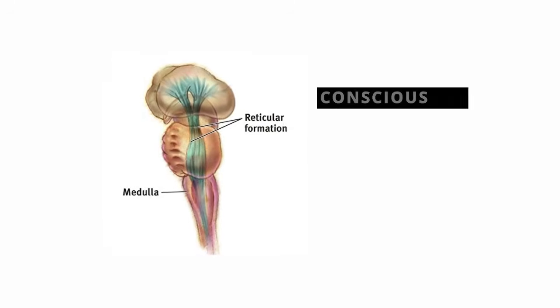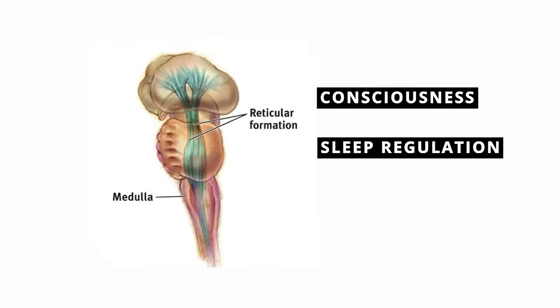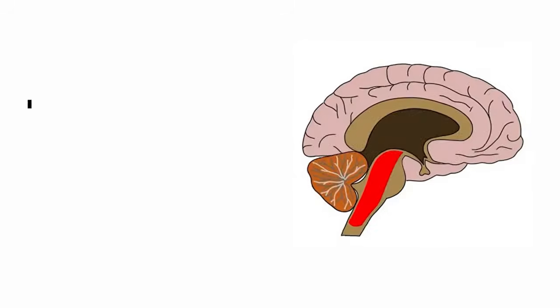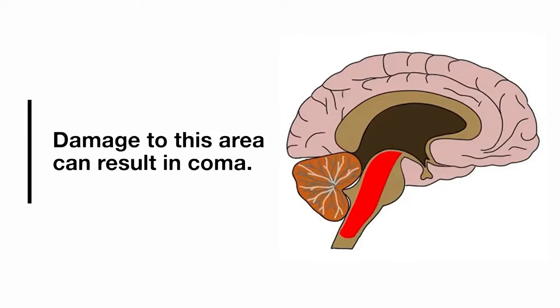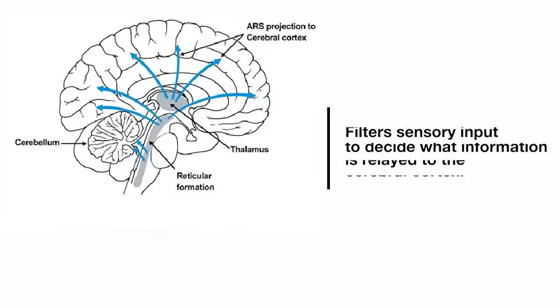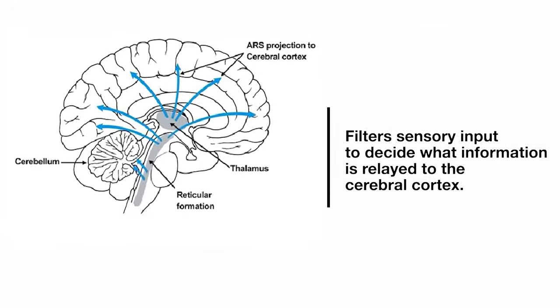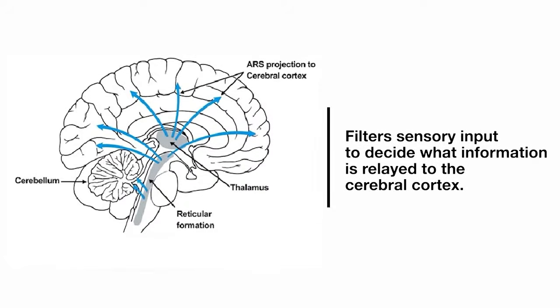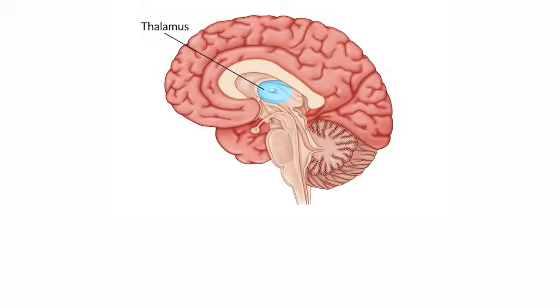It's vital for consciousness, sleep regulation, and overall alertness. Damage to this area can result in coma. The reticular formation also filters sensory input to decide what information is relayed to the cerebral cortex.